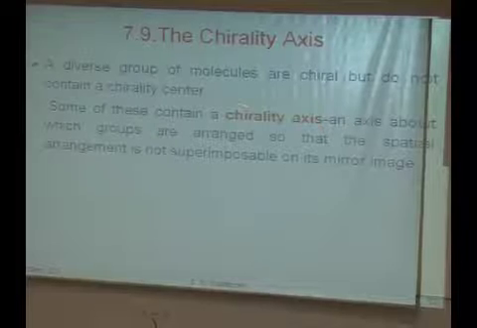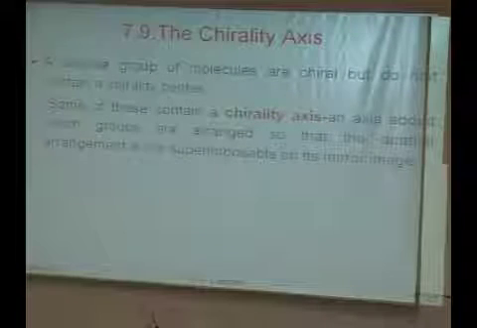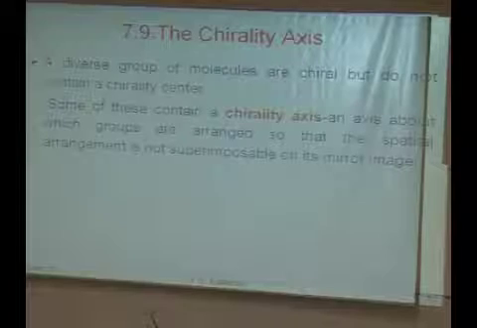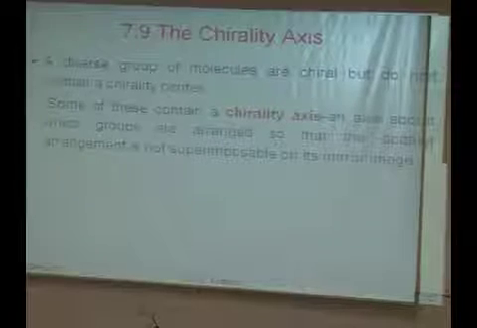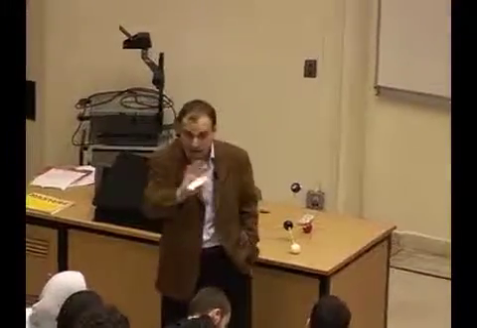The chirality axis, well, basically you have groups that are arranged around a certain molecule. And then if you look at the mirror image of that molecule and you try to superimpose the 2 mirror images, they are not superimposable. You don't have a chirality center, you have a chirality axis. A very good example of that is biphenyl and allenes. We're going to talk about allenes later in Chemistry 211 as well.